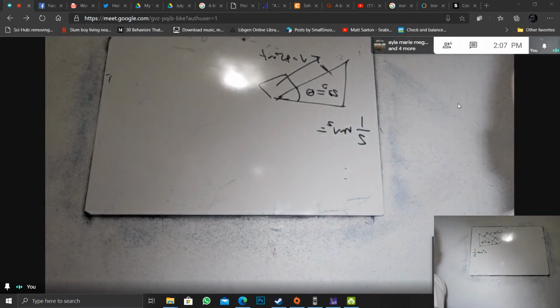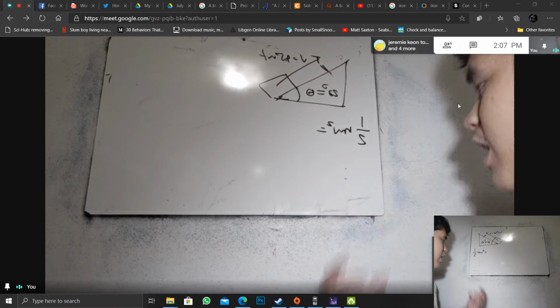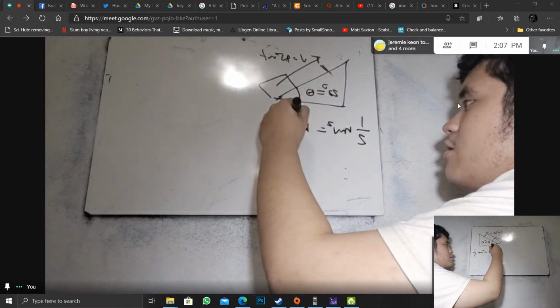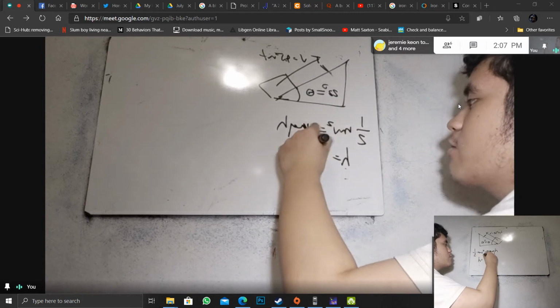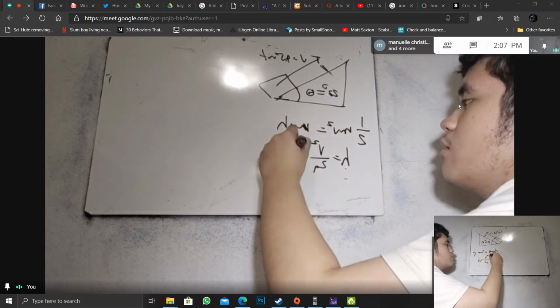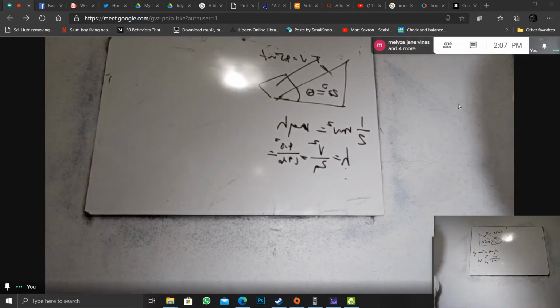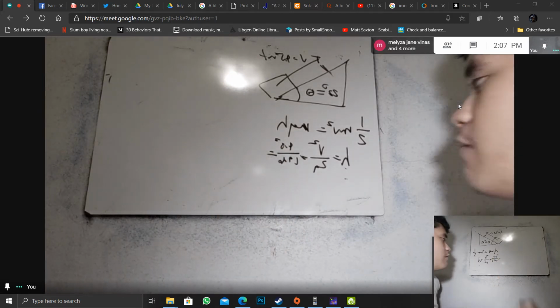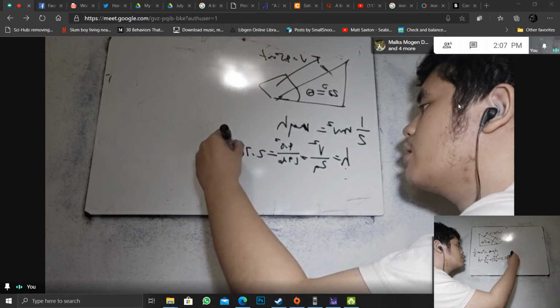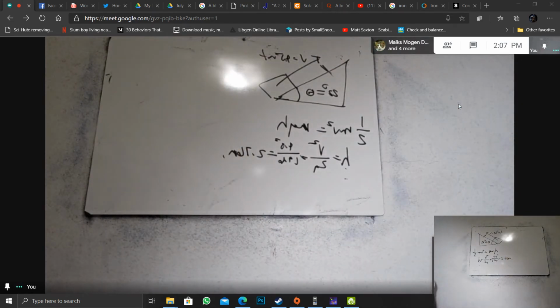Sabi ko sa inyo, malakas ang energy. Sabi ko sa inyo dati, di ba? H equals V squared over 2G, 4.5 squared over 19.6 equals to 2.76 meters up the edge. No? Okay, next. Letter C. How much time does it elapse before it reaches the starting point?